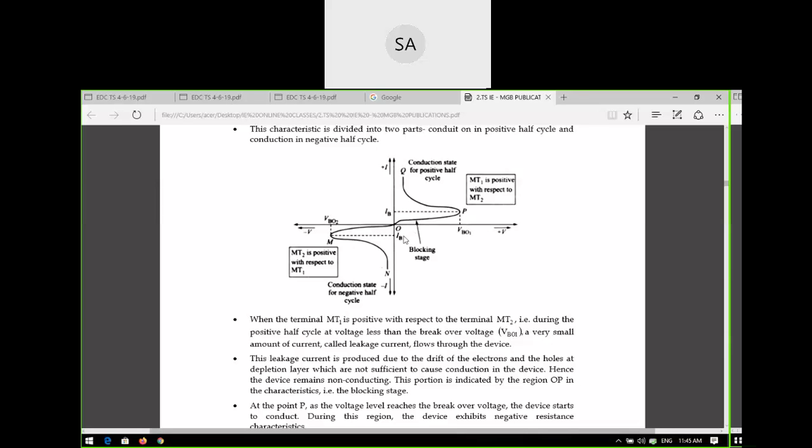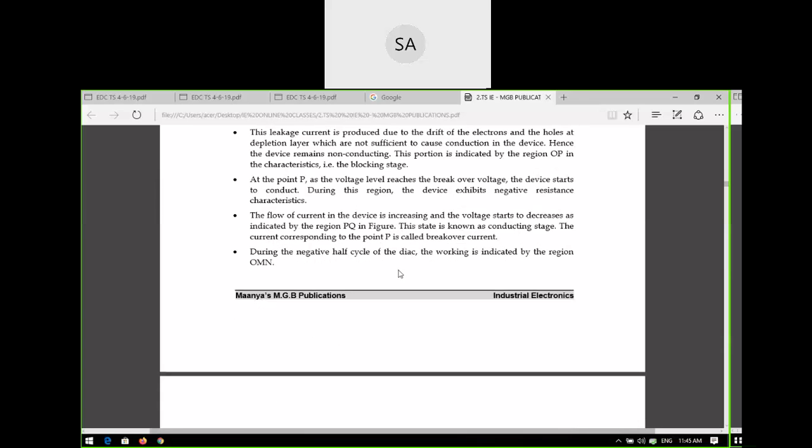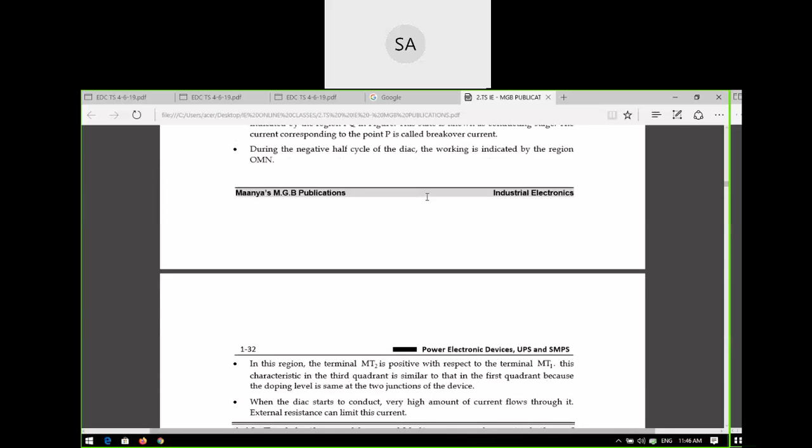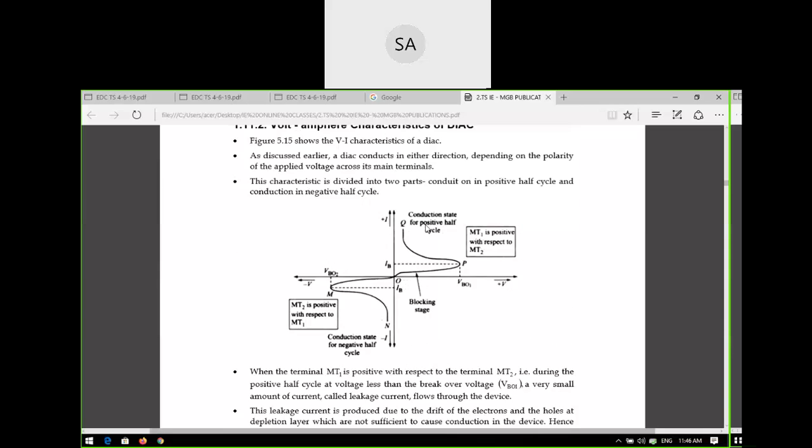Here IB is positive, here IB is negative. That is the only difference. You can see the characteristics, there is no difference. So that is the characteristics of the DIAC.